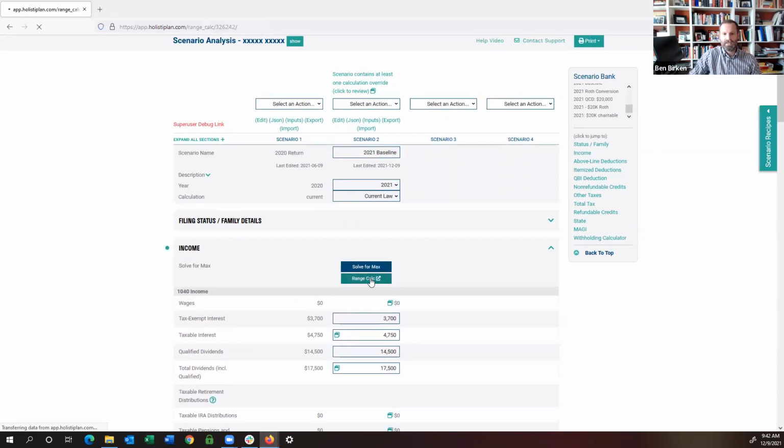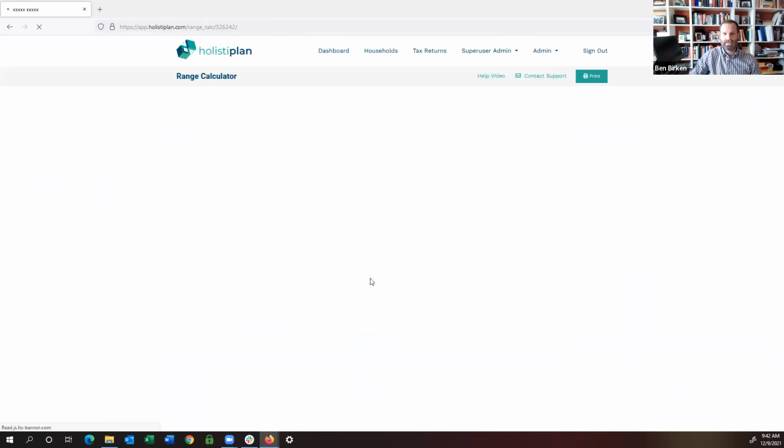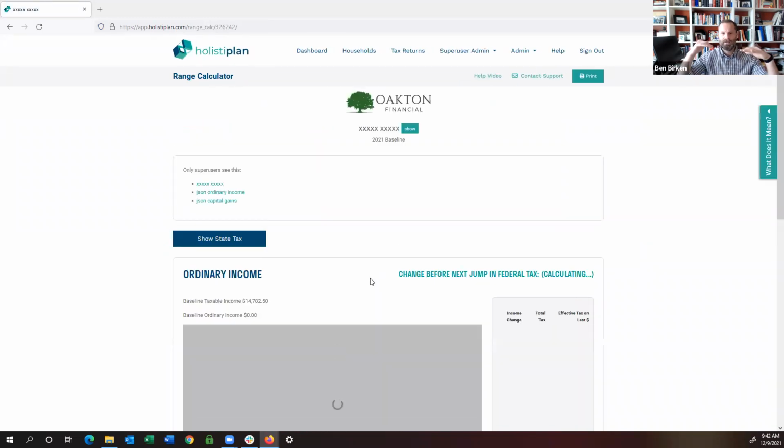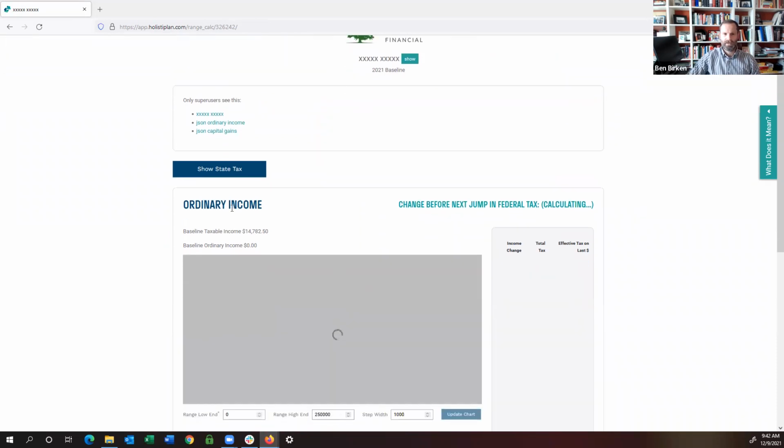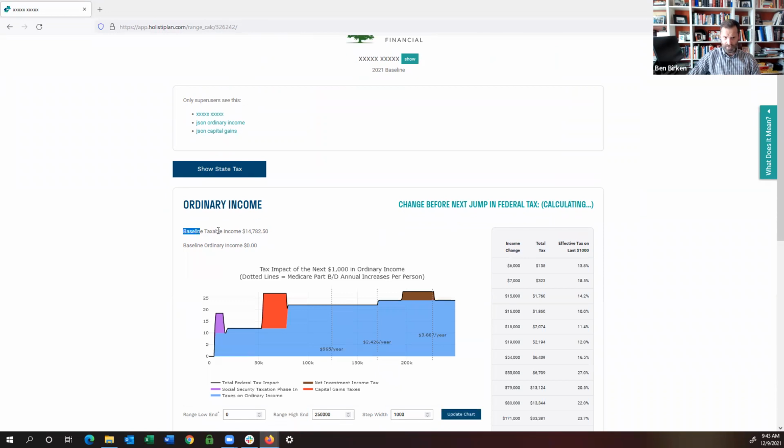So when I push the range calc button, what we're going to see, there are going to be 2 tables or 2 charts. The first one, the one on top, is the ordinary income chart. Now, ordinary income is going to start telling us, A, what's our baseline taxable income? So remember from the previous page, it's a little less than $15,000. But what's also our baseline ordinary income?